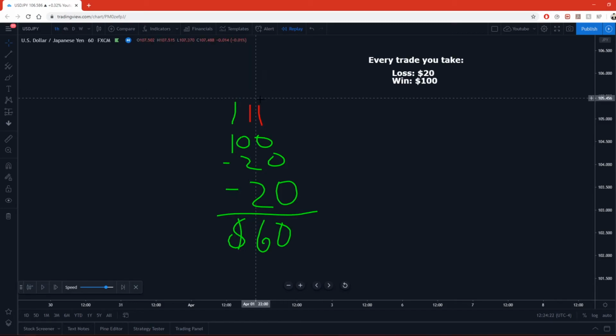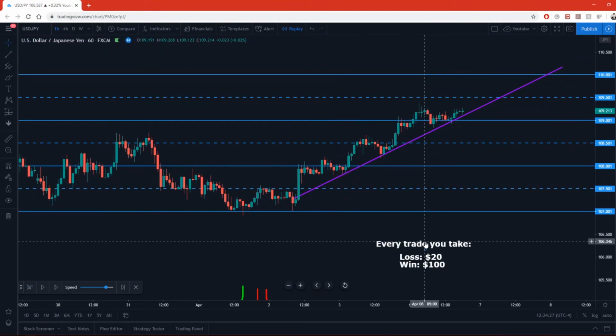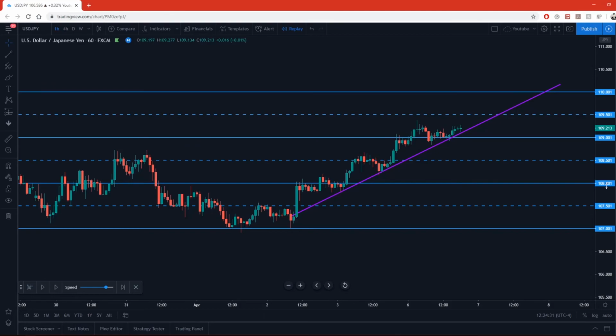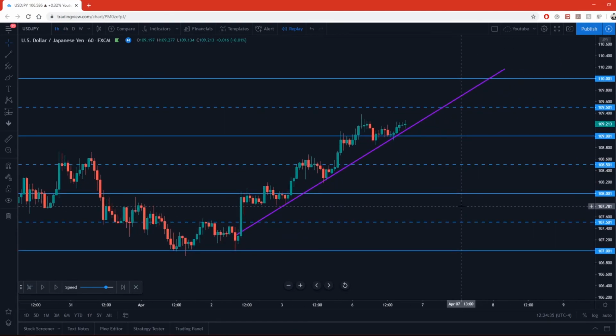How is this possible? Risk management. That's how it's possible. Forex makes it possible. So what risk management means is that for every trade you take, you're willing to lose a certain amount of money, but that certain amount of money is a small percentage of your account. So let's get on to this.